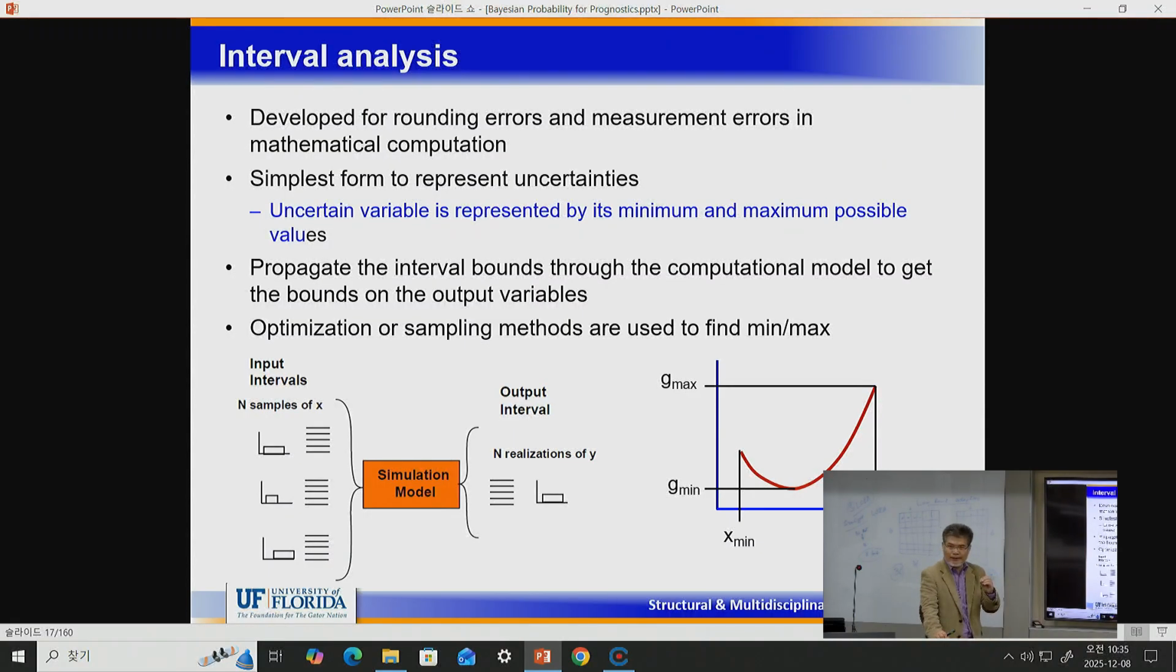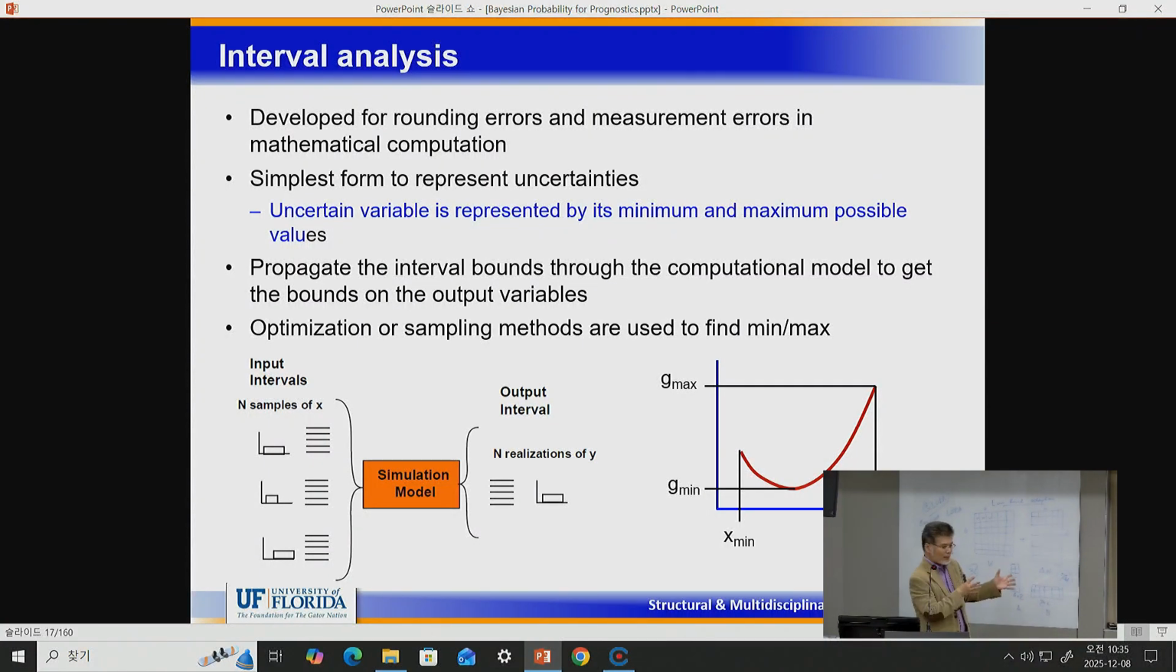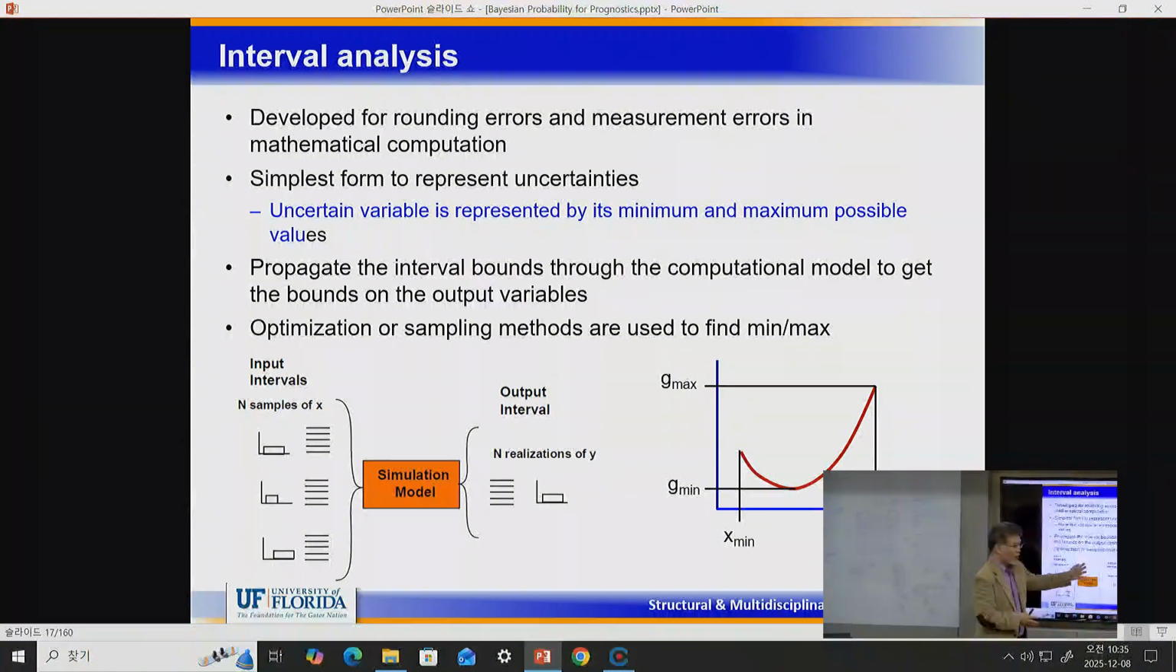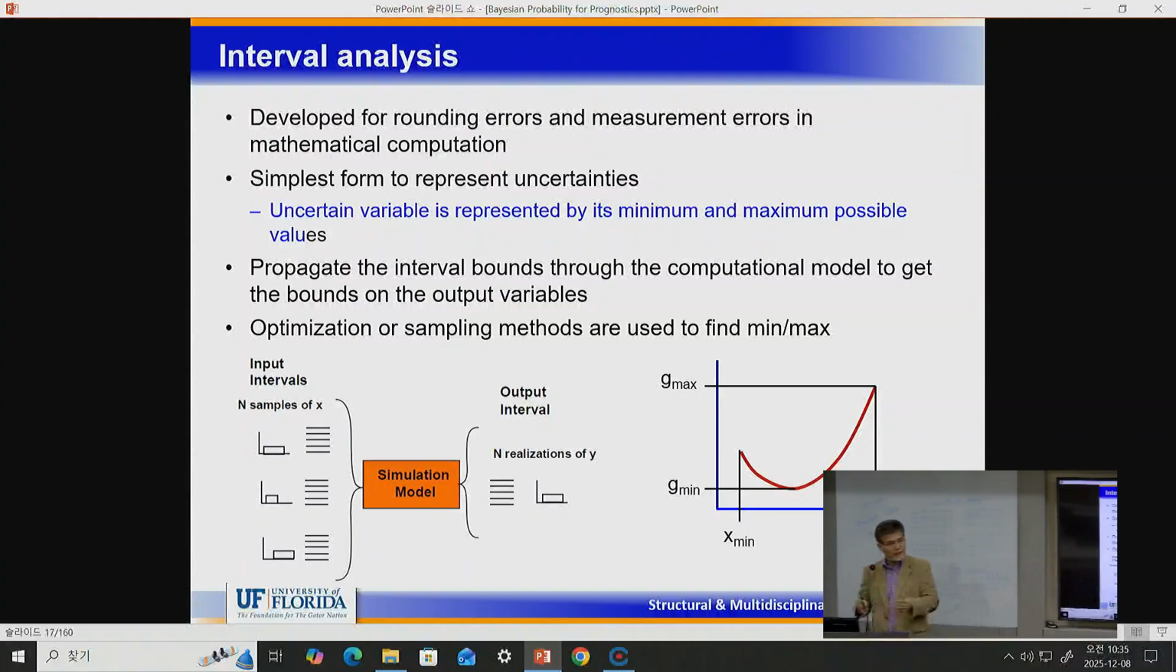To represent uniform distribution is very simple, between a lower bound and an upper bound, but what it means is more important, right? So for the moment, I will talk about that later, if I have a lower and upper bound, and then you go through the simulation model, you have output, right? So the relationship between input and output is monotonic or linear.